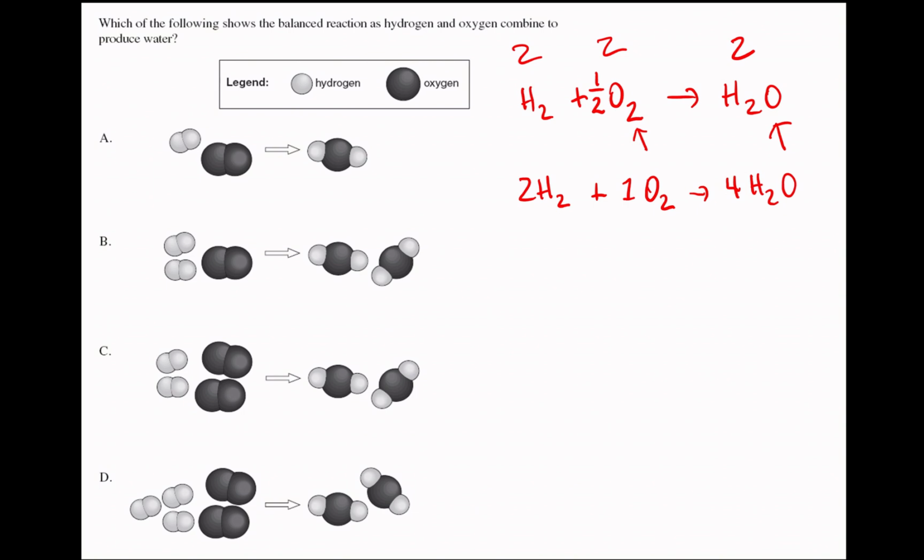Now you can look at your diagram and say, which one is it? Okay, well, here we go. We had to have those kind of proportions. Here's your hydrogens, and here's your oxygens.